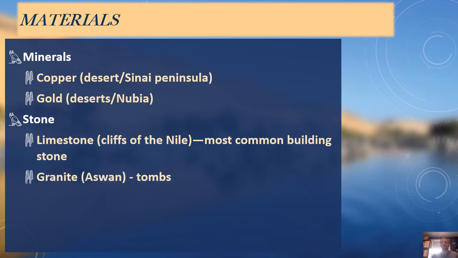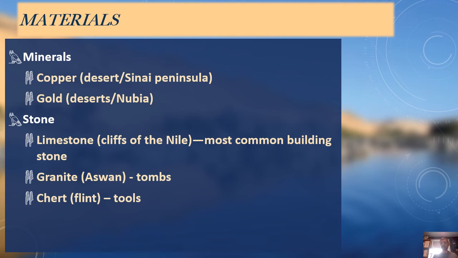Granite, a much, much more hard stone to work with, came from southern portions of Egypt near those cataracts that I mentioned earlier. One such place was Aswan, near the first cataract. This was very often used in tombs, so the burial sarcophagi, essentially the coffins of the ancient Egyptians, very wealthy ancient Egyptians like the kings, would be made of granite, as well as other hard stones. And granite comes in a variety of colors, so it could be a very, very useful stone to make a statement.